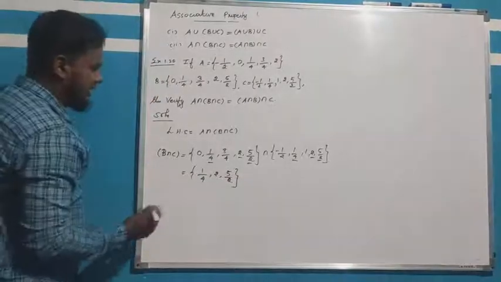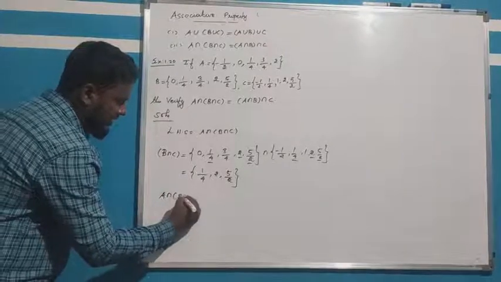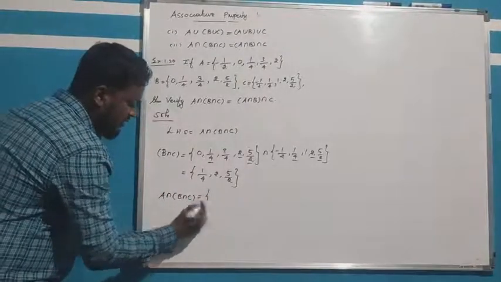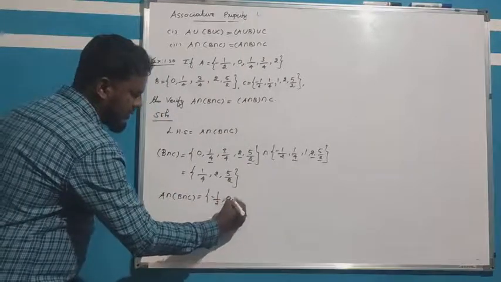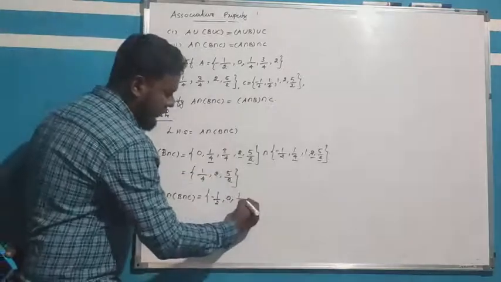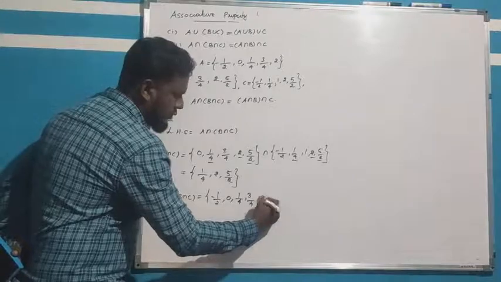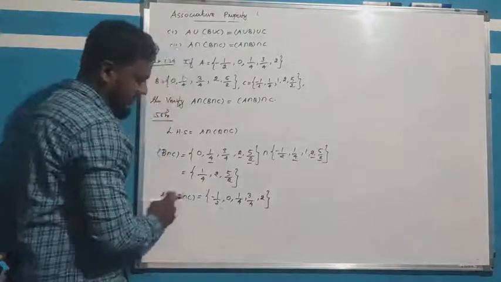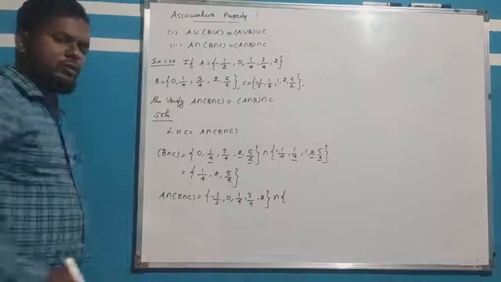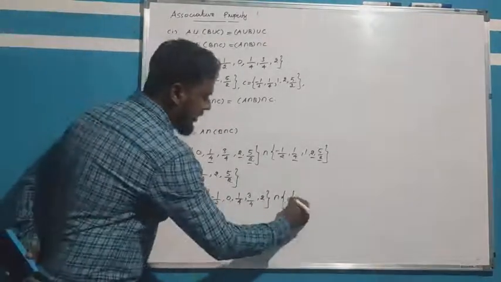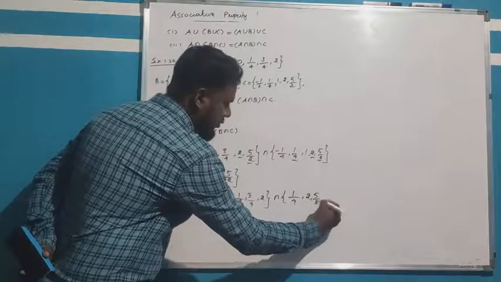Then after that we can find the full expression, A intersection (B intersection C). What is the set of A? -1/2, 0, 1/4, 3/4, 2. Intersection with B intersection C, which we found now: 1/4, 2, 5/2.